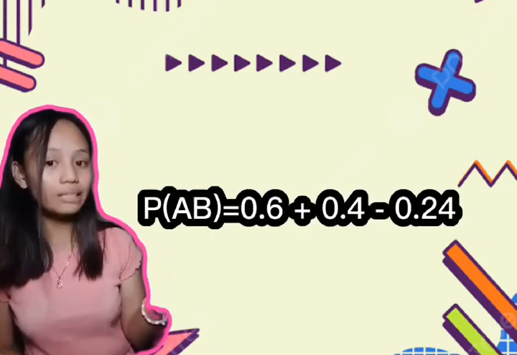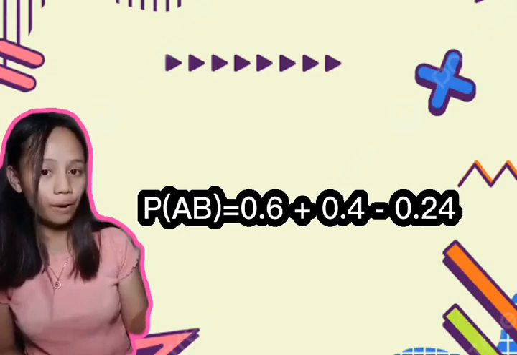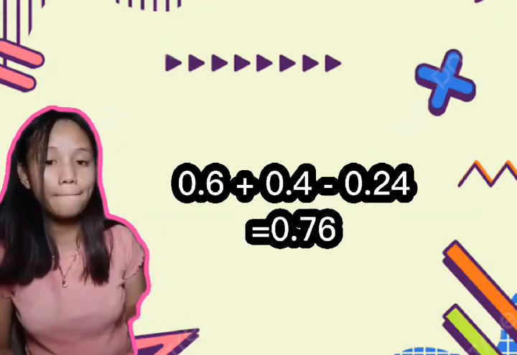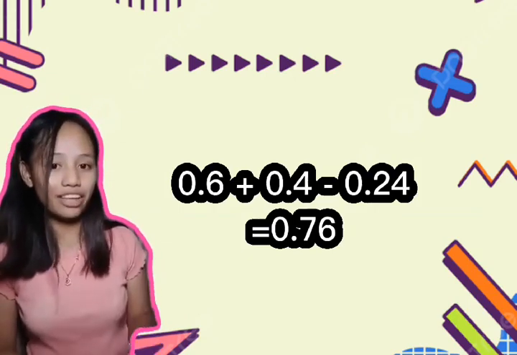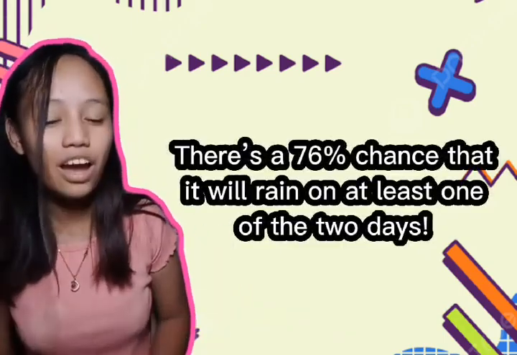Let's proceed to our solution. So P of A or B is equal to 0.6 plus 0.4 minus 0.24. Let's solve it. 0.6 plus 0.4 minus 0.24 is equal to 0.76. So there's a 76% chance that it will rain on at least one of these 2 days.